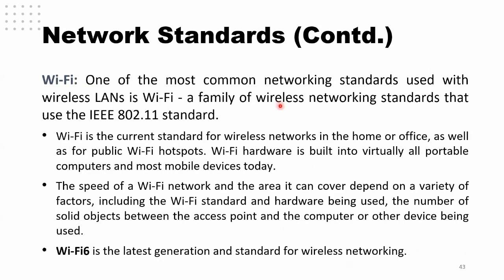And the next standard is Wi-Fi, one of the most common networking standards used with the wireless local area network. So Ethernet is basically for wired connections, and Wi-Fi is the standard used for wireless networking technology. This uses the IEEE 802.11 standard. So Wi-Fi is the current standard for wireless networks. And nowadays we have Wi-Fi 6, which is the latest generation of the standard for wireless networking.